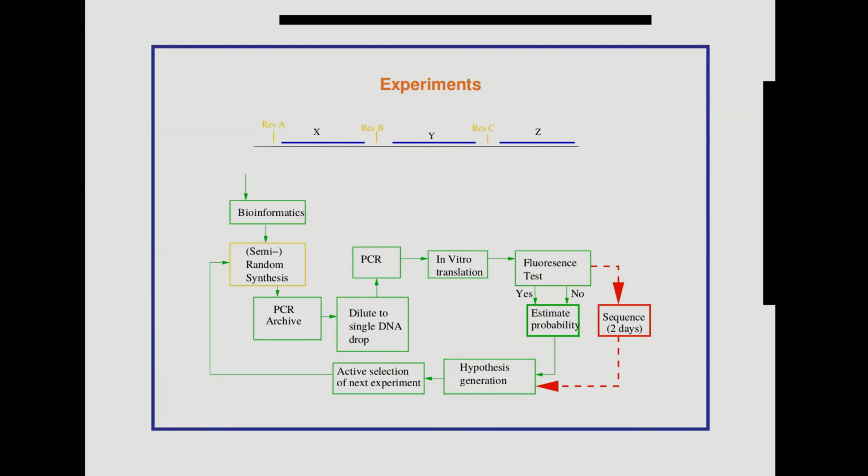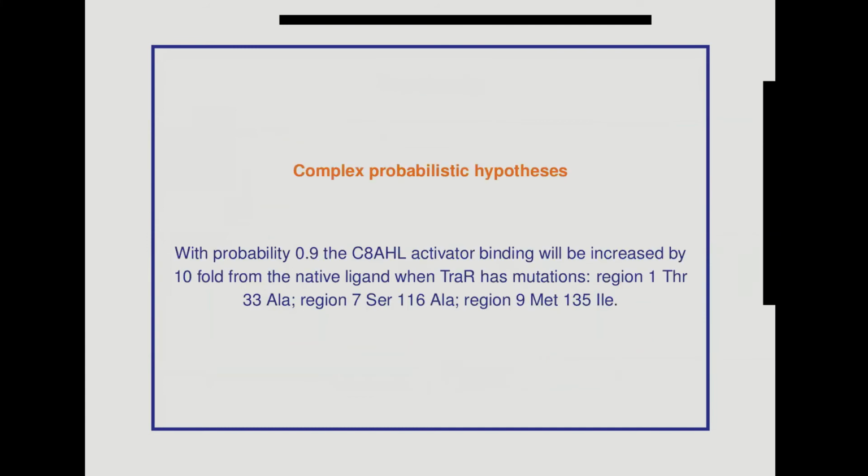But the outcome of this is very similar in some senses to the robot scientist. We then have an active selection process. We choose what seems to be working best, and we feed that through the loop, generating various different DNA sequences, which are tested out.